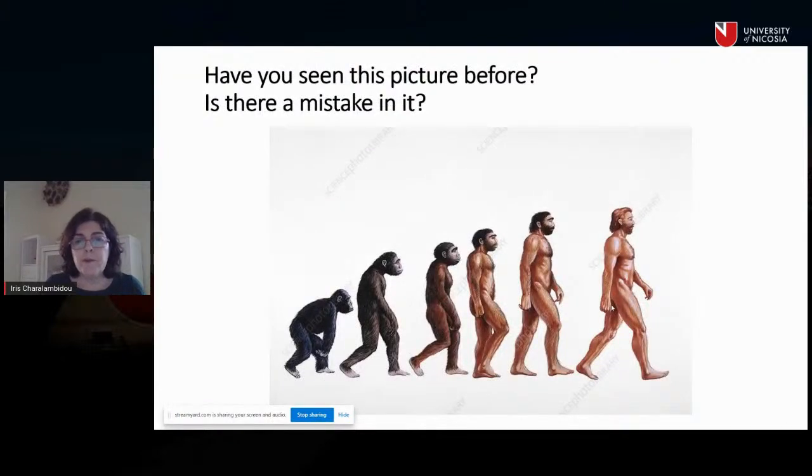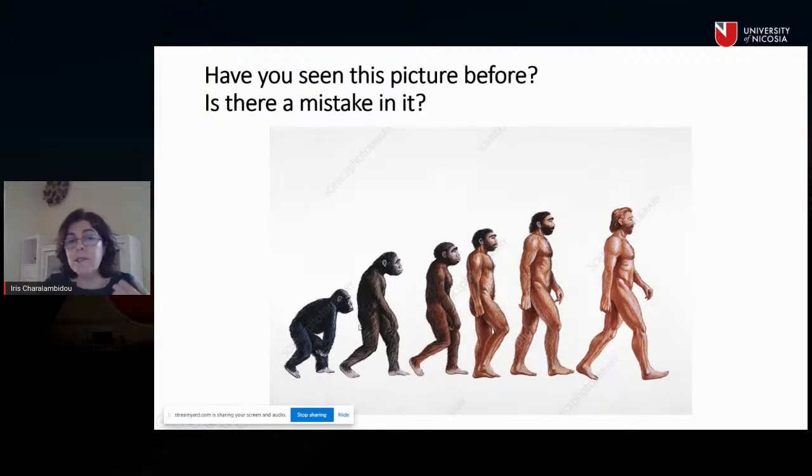Based on everything that you've seen so far, I'd like you to have a look at this picture. When you type the word evolution in Google, usually this is one of the first pictures that comes up. However, after the information that you've seen today, I hope that you realize that there are some mistakes in this picture. One of the mistakes is the misconception that we have evolved from chimpanzees. We have not evolved from chimpanzees. We share a common ancestry with chimpanzees. We had a common ancestor 6 to 8 million years ago. So that's the answer to the one misconception.